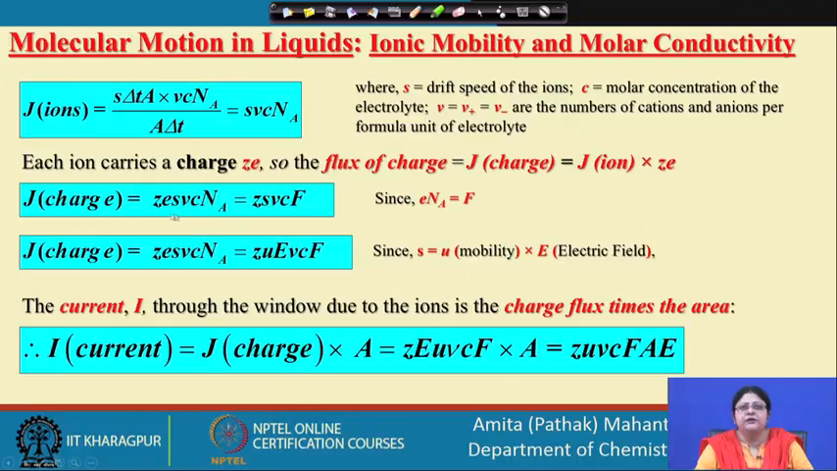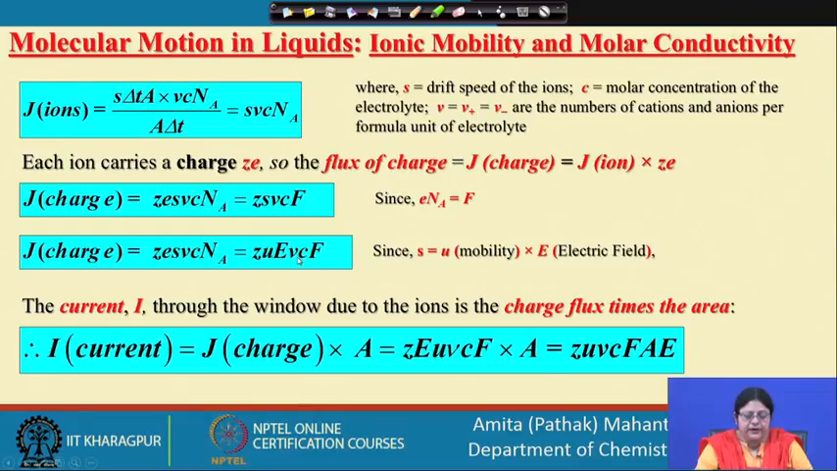Here you replace the multiplication of Na and E with F, the Faraday constant, and the flux of charge can be represented again if you replace S. S is the drift speed, and drift speed is nothing but the mobility times the electric field, where mobility is U and the electric field applied across is E. If I replace S with the mobility times the field, I have a term relatable to the number of ions, and multiplied by the electric field it gives the expression for the total flux of charge: Z, U, the electric field applied.